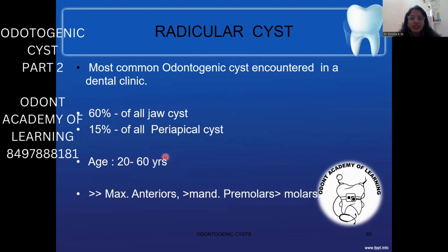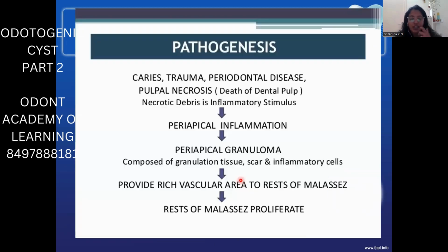It is more commonly seen in the age group of 20 to 60 years, and the teeth involved are mostly the maxillary anteriors, mandibular premolars, and the molars. The pathogenesis, or formation, of this cyst is considered to be any kind of inflammation or trauma.